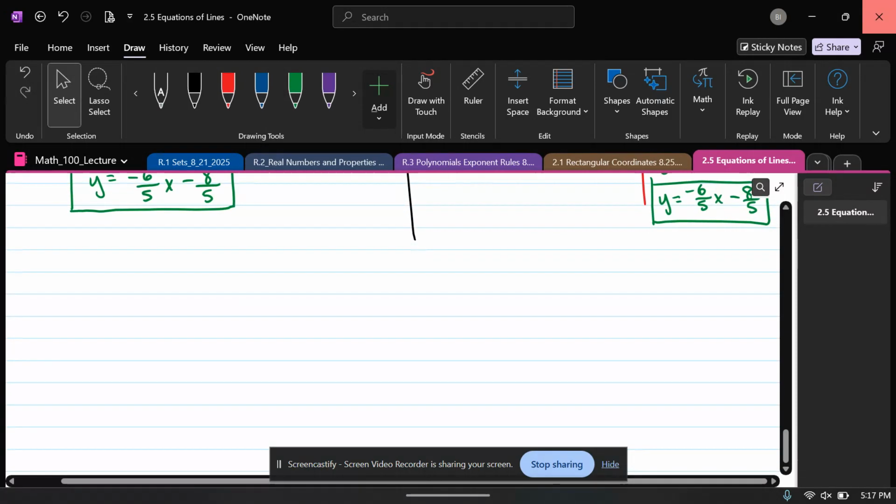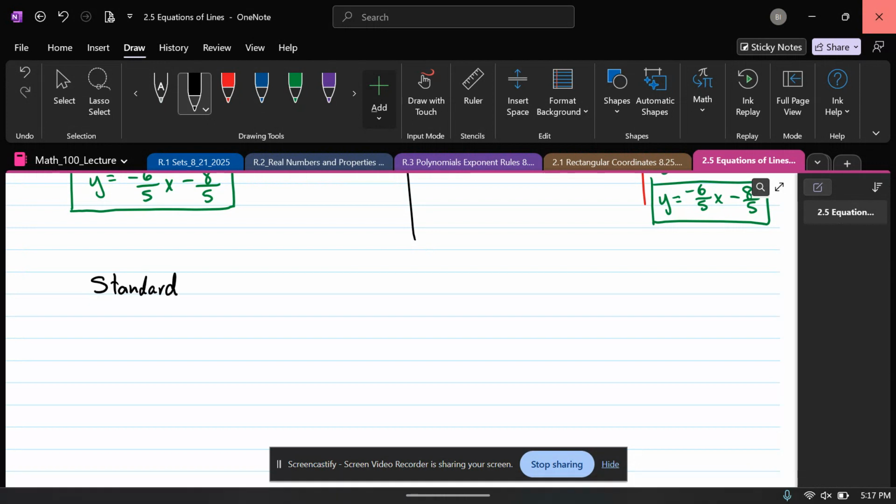The last form is called standard form. And even though it is the standard form, it is probably the form we do the least with in algebra classes. I don't know why they decided that it was standard form, but standard form looks like this. It has x and y on the same side. It has a few rules about it.